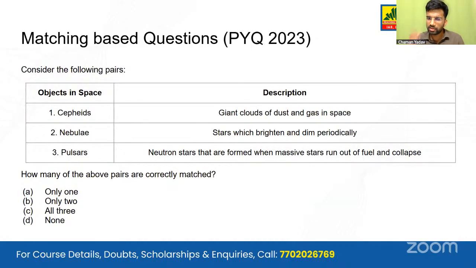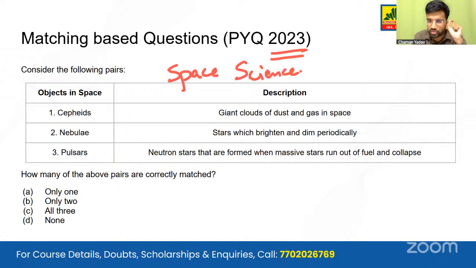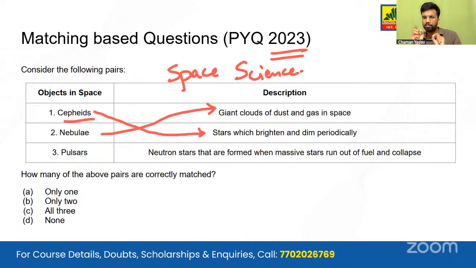Now, the matching-based question. UPSC, which has been playing tricks especially after 2022, has been asking how many pairs are correctly matched. This is not based on space tech, but is a question on space science. We should know what a pulsar is, what a comet is, what an asteroid is, what a nebula is. So cepheids are not giant clouds of dust. Nebulae are the giant clouds of dust and gas in space.